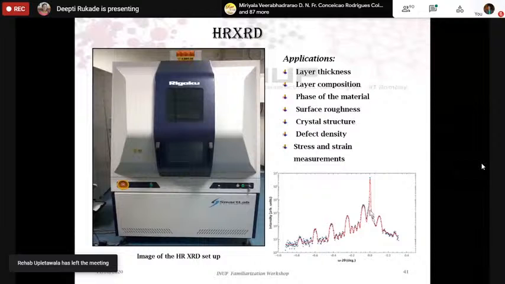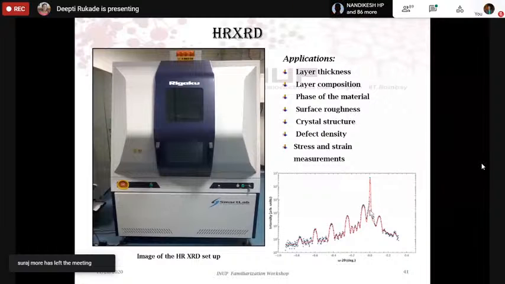In that case, you have to drop cast your sample on a thin film in such a way that the powder does not come out. So the only limitation here we have is we cannot go ahead with the HRXRD of powder samples.